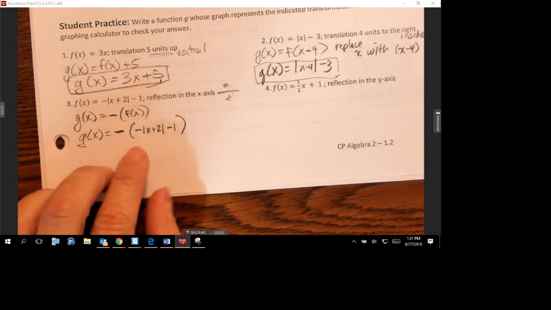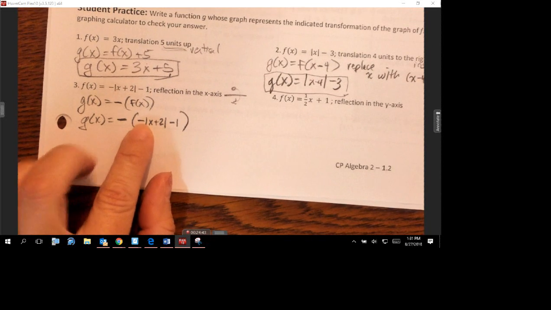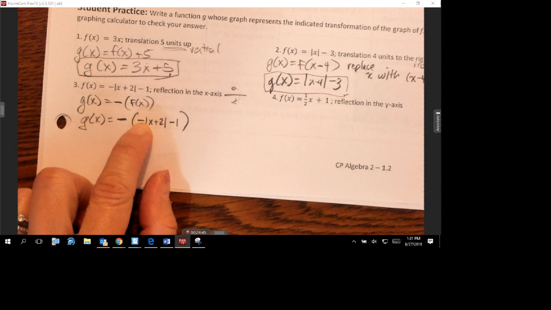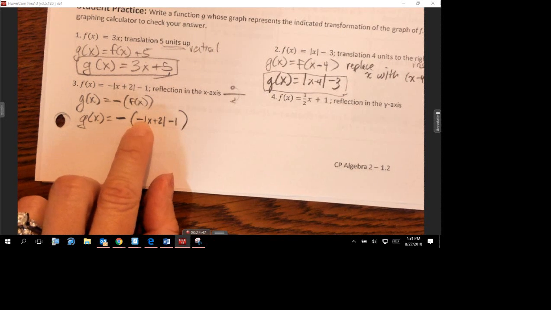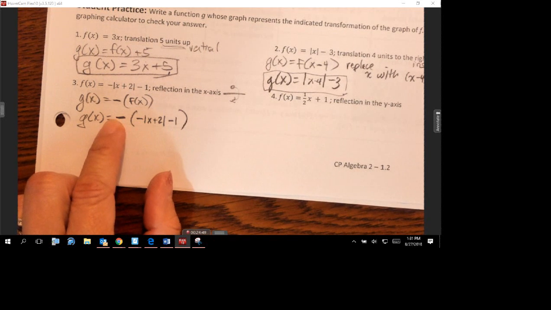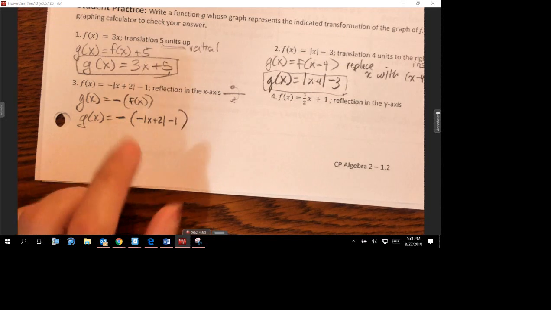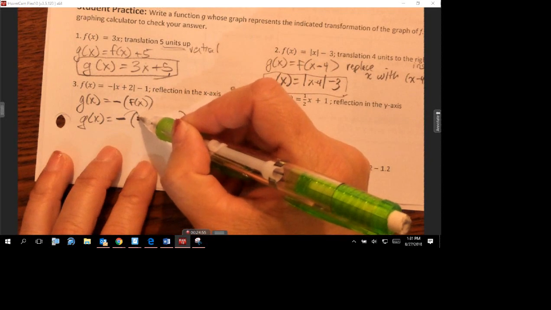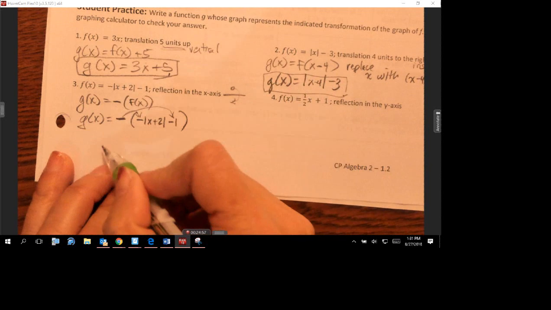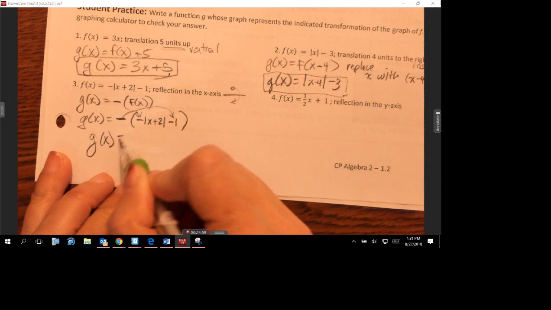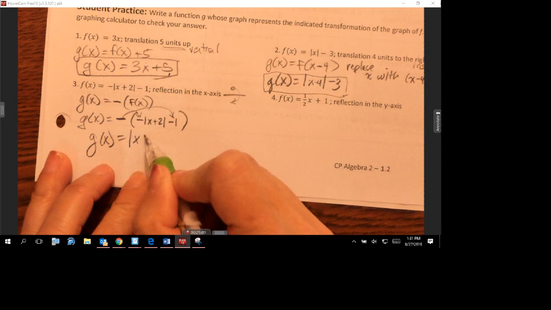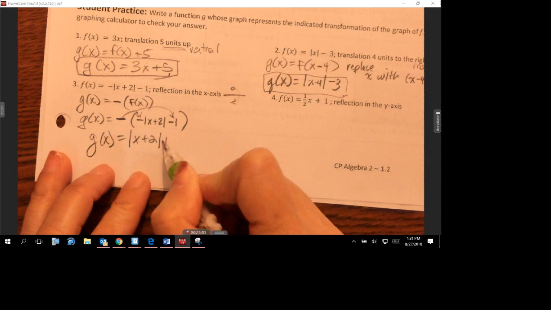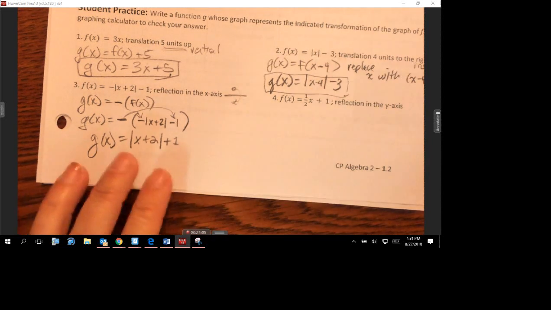So some people in my other class were like, well, this one is already a reflection. So what you're doing is you're doing a reflection of a reflection, which pretty much just puts it back where it should have been in the first place. So it's okay. We're going to distribute that negative to both pieces, and we'll have g of x equals absolute value x plus 2, and then plus 1. So we just changed both sides.